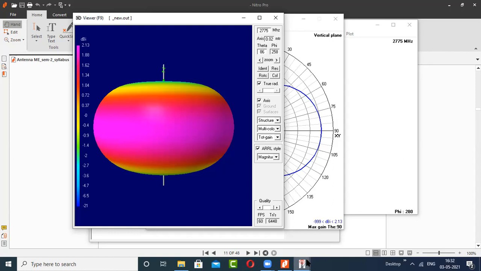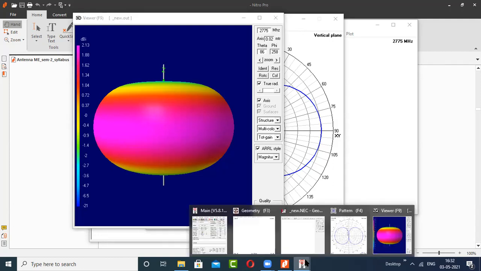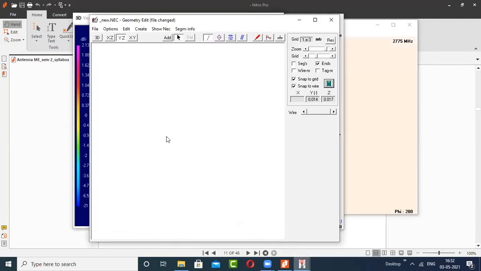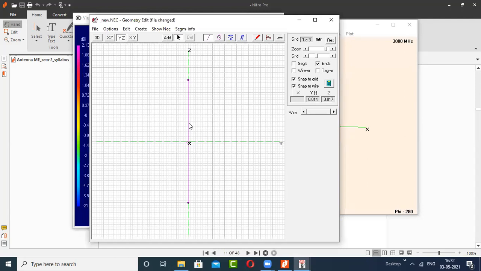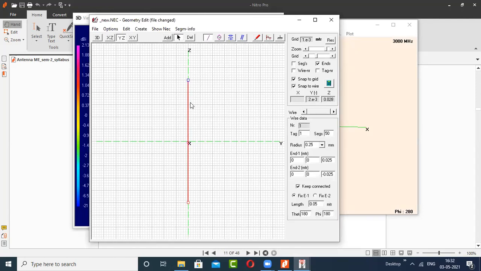Now I will change the radius and check what is going to happen to the performance of the antenna. I will go to the geometry edit window, click the antenna wire, and now instead of 0.25, I will make the radius 0.5.